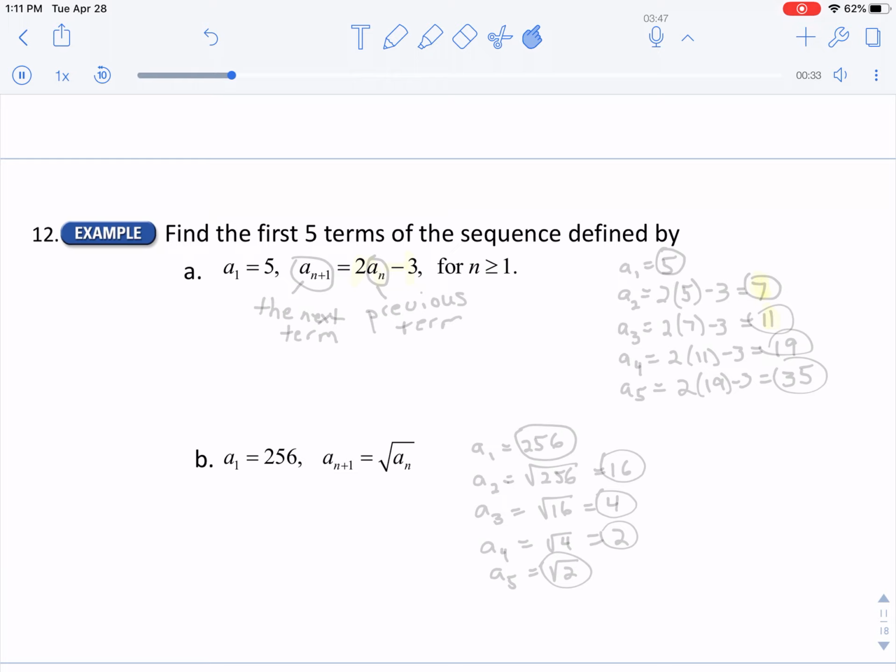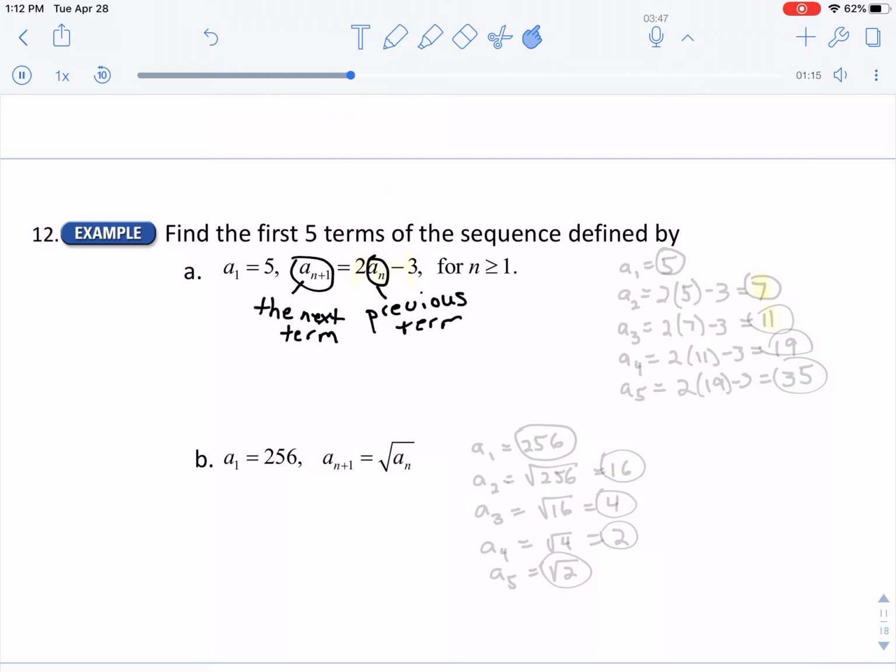So let's look at an example. This is telling me that my first term is 5. And it says that a sub n plus 1, that symbolism right there, means the next term. So the next term, which in this case would be a sub 2, is 2 times the previous term, so a sub n is the previous term, and then minus 3. So the next term and the previous term are what those symbols mean.